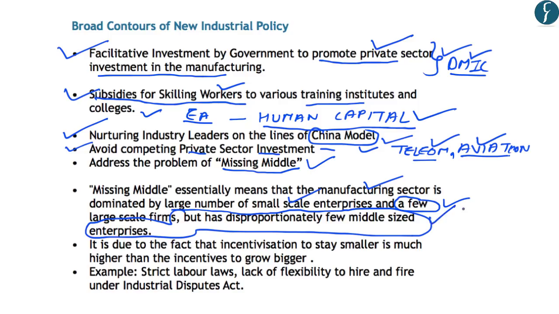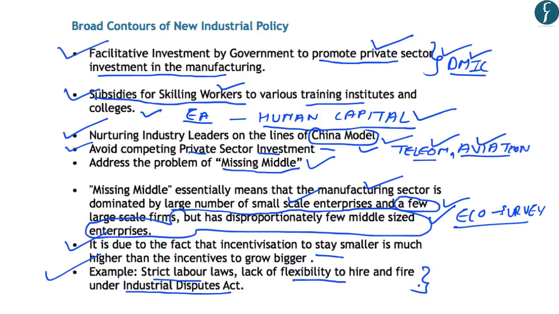And this was also highlighted in the economic survey in a previous year. And why is this happening in India? This is because there have been incentives to stay smaller as compared to becoming bigger or growing. And this is visible from this example, which shows that there are strict labor laws, there is lack of flexibility to hire and fire under the Industrial Disputes Act. And these Industrial Disputes Act are strictly implemented on the big companies. However, the small companies can easily bypass such laws, and they find it attractive to stay smaller so that they do not get covered by the Industrial Disputes Act. And such a problem has been termed as the missing middle problem.